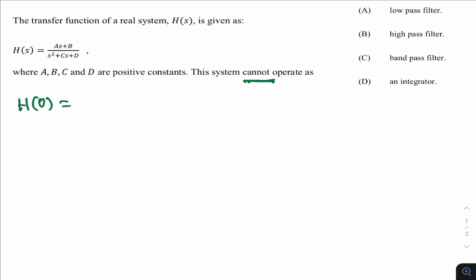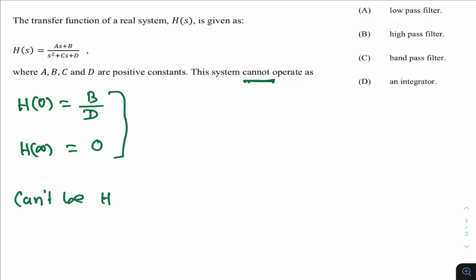So as usual, let me first find H of 0. If I substitute s equal to 0, you will get b by d. Similarly, if you substitute s equal to infinity, because in the denominator you have s square and in the numerator s, this is basically 0. So one thing is clear, this cannot be a high pass filter. Why? Because in a high pass filter, at high frequency the transfer function should have non-zero values, since a high pass filter should pass the high frequency component. So it is opposite to the high pass filter.